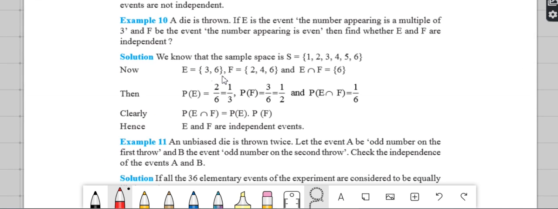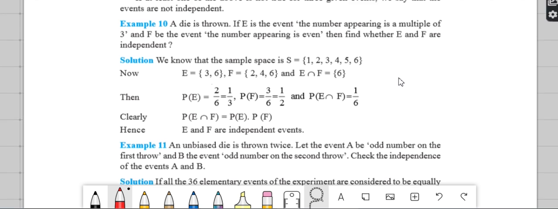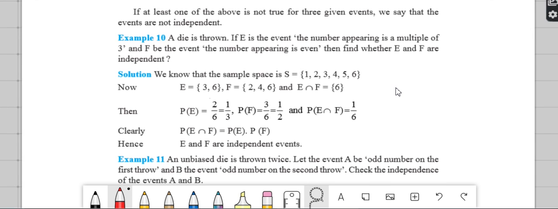Here are once again few examples. You can see in example number 10, a die is thrown. E is the event that the number appearing is a multiple of 3. So multiple of 3 means 3 and 6. And F is the event that the number appearing is an even number. So even numbers are 2, 4 and 6.